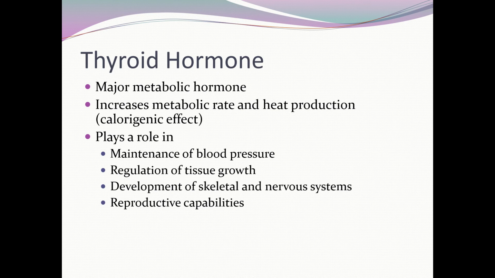Thyroid hormone is a major metabolic hormone. It increases the metabolic rate and heat production. It plays a role in the maintenance of blood pressure, the regulation of tissue growth, the development of skeletal and nervous systems, and reproductive capabilities.